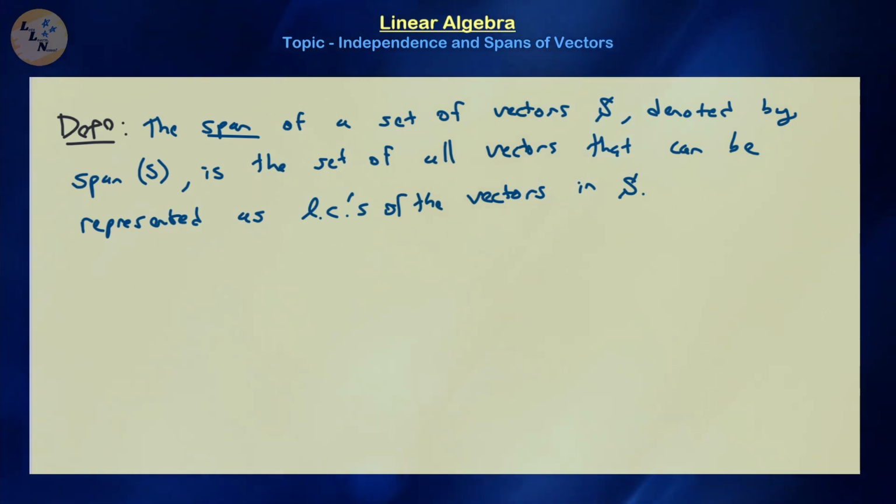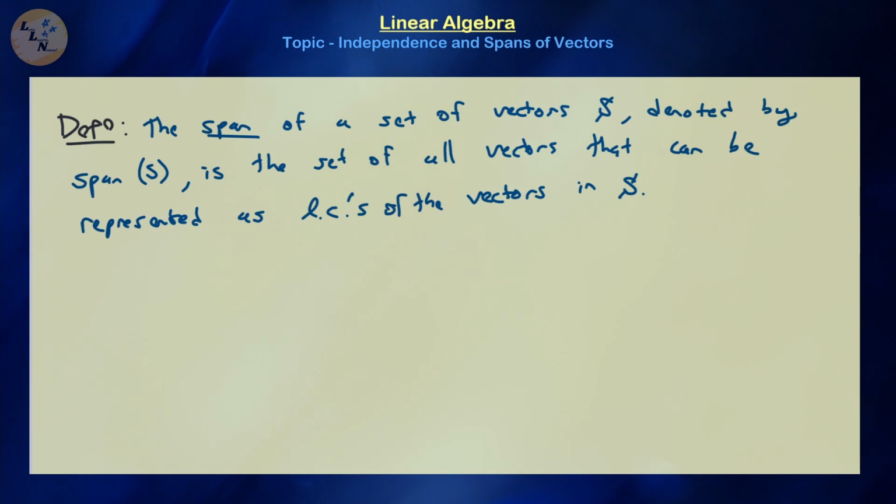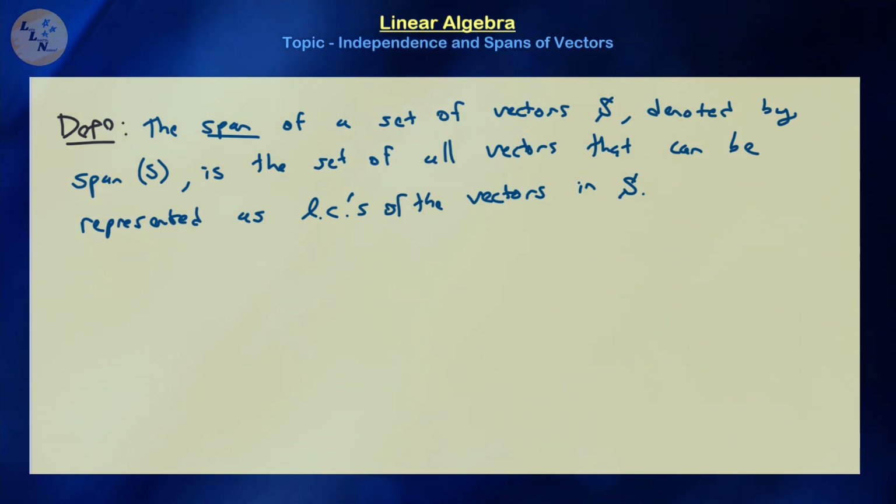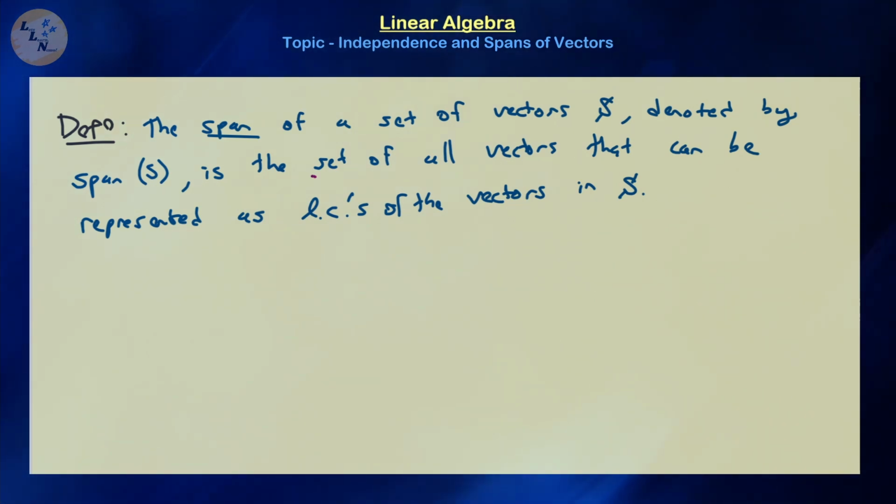The next concept that we're going to talk about is what is known as the span of a set of vectors. So the span of a set of vectors, denoted by span of S, is the set of all vectors that can be represented as linear combinations of the vectors in S. So is the span a vector? Not necessarily. The span is generally a set of vectors. So you have a set of vectors S and another set of vectors, the span of S, which is typically at least the size of the original set.